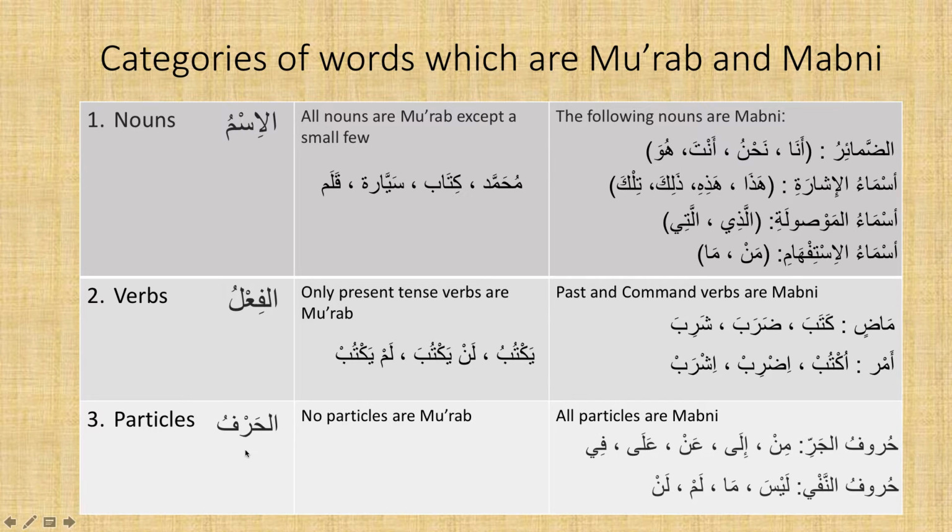For particles, al-harf, no particles are mu'rab. All particles are mabni. For example, huruf al-jar: min, ila, an, ala, fi. They always remain the same, and the mark on the last letter never changes. And huruf al-nafi, negative particles: laysa, ma, lam, lan. These particles never change. So all particles are mabniyun.